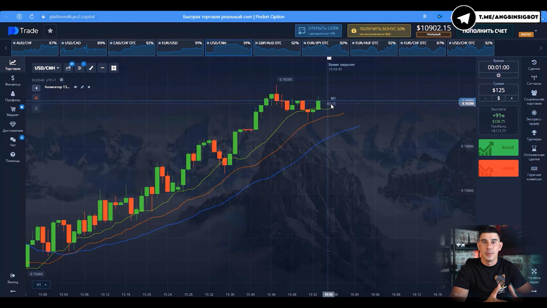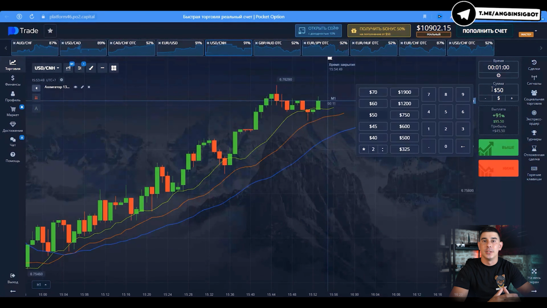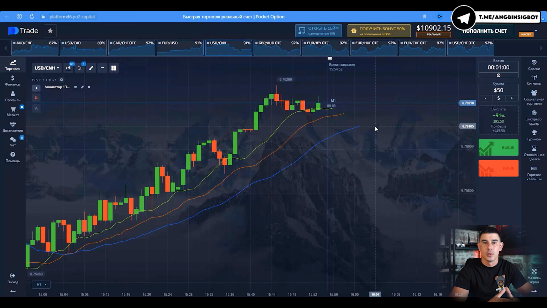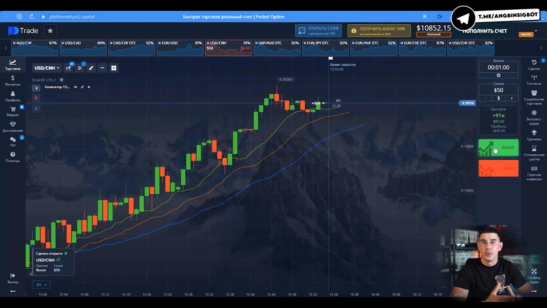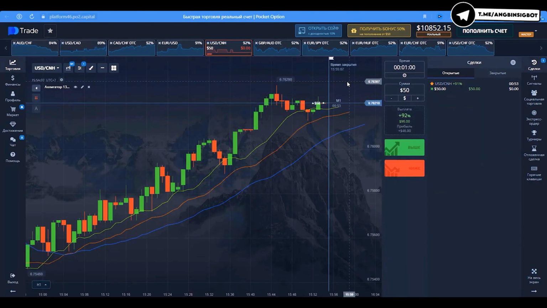I stayed with the same asset as the price is still near the moving averages, meaning that the pullback has just ended. And at the moment, a bullish candle is starting to appear, indicating a resumption of the trend. In fact, I don't know if it will happen, but I act according to the conditions, so I'm going for an increase.